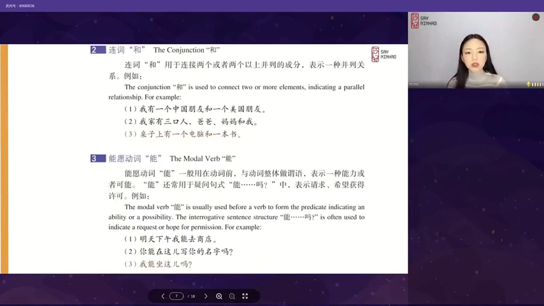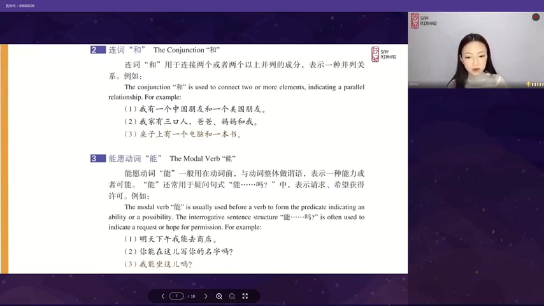Next is about the conjunction 和, which means and. 和 is used to connect two or more elements in the sentence. For example, the first example is 我有一个中国朋友和一个美国朋友. You can see 和 is used to connect 一个中国朋友 and 一个美国朋友. 和 connected these two phrases.